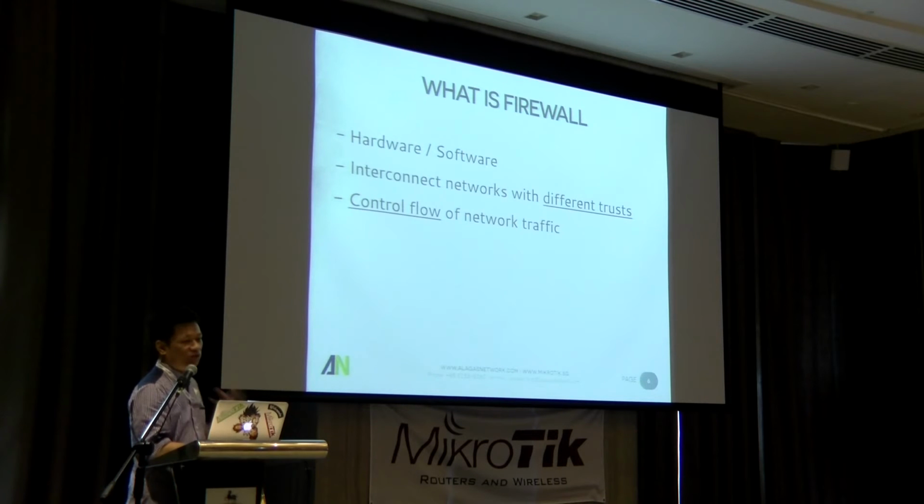A firewall controls the flow of network traffic. Whenever a packet comes in from the internet, you want to know what it is for, whether you want to accept it, deny it, or do something with this packet. So you actually control the flow. It can be blocked or it can be rejected.